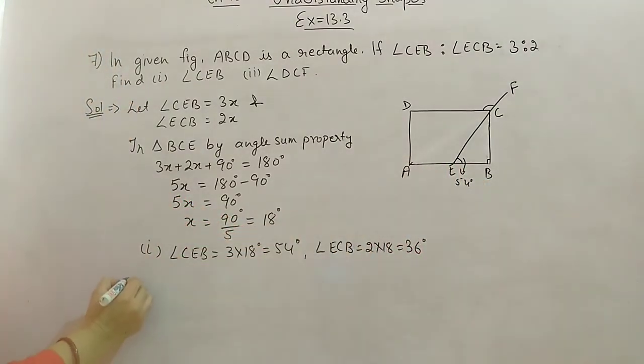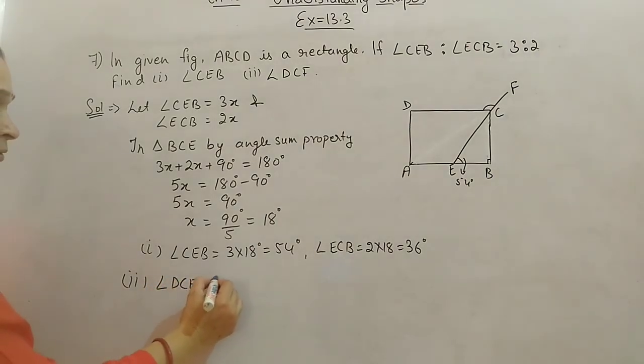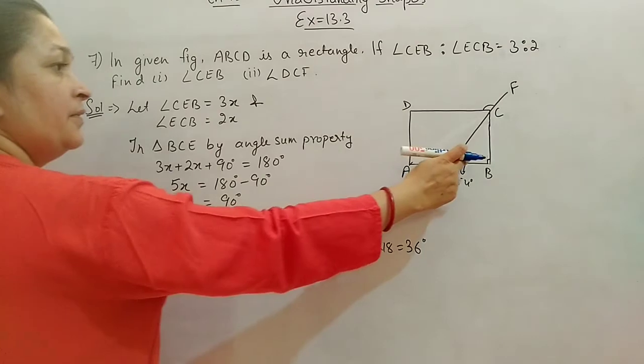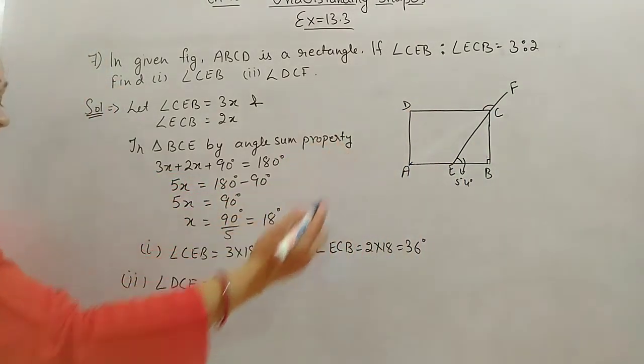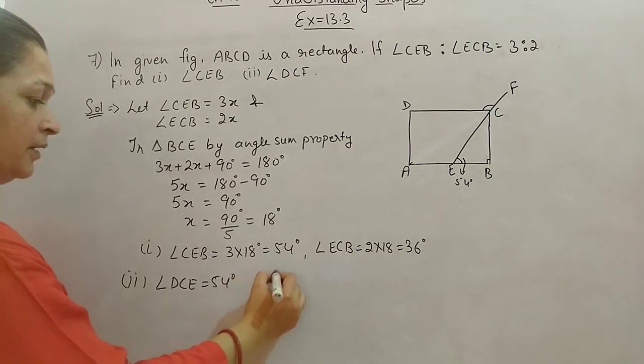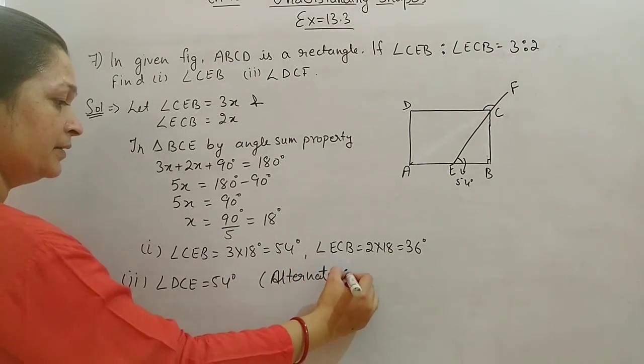So we can write here angle DCE also will be 54 degrees. This is 54, so this one also will be 54. These two are parallel lines, then these angles will be alternate angles. So the reason we can write here is alternate angles.